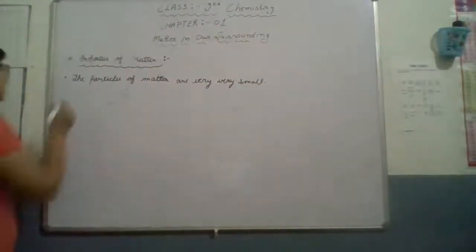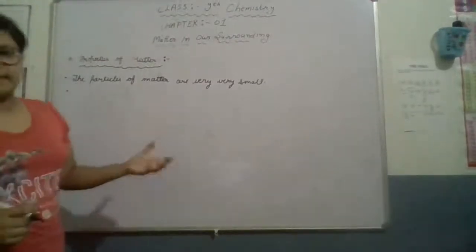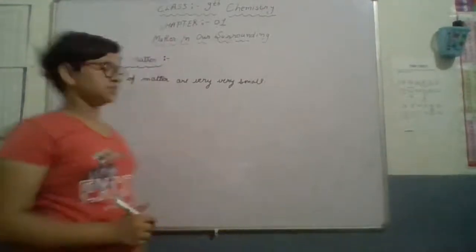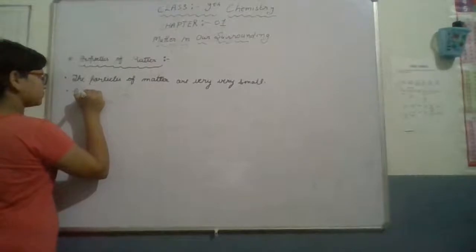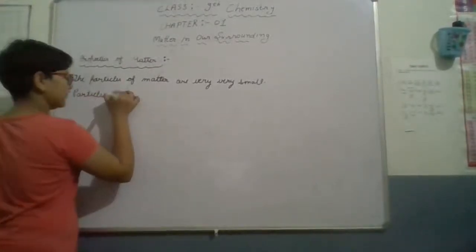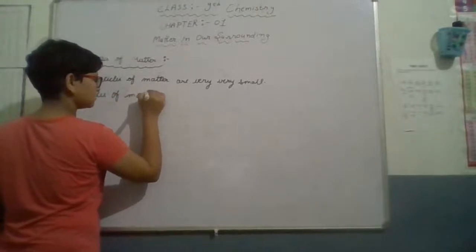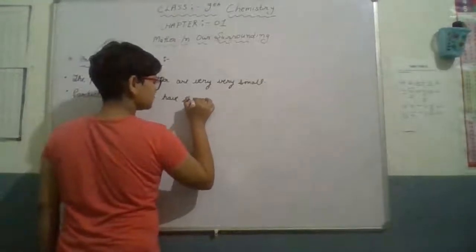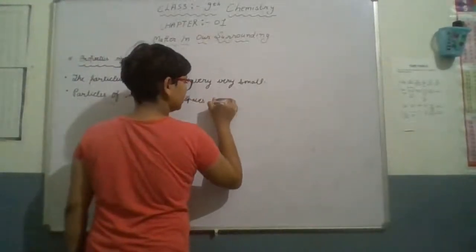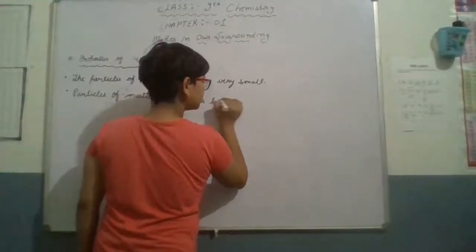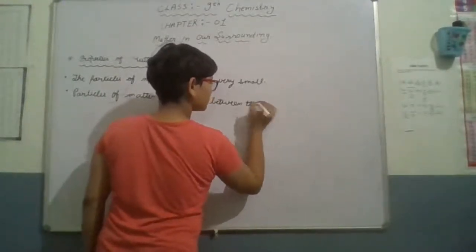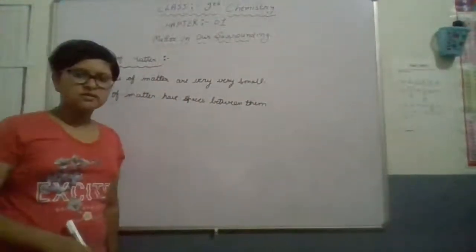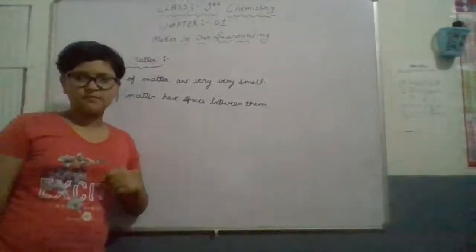Moving to the next property. This property tells us that particles of matter have spaces between them. Particles of matter have spaces between them. Now, let us understand that particles of matter have spaces between them.